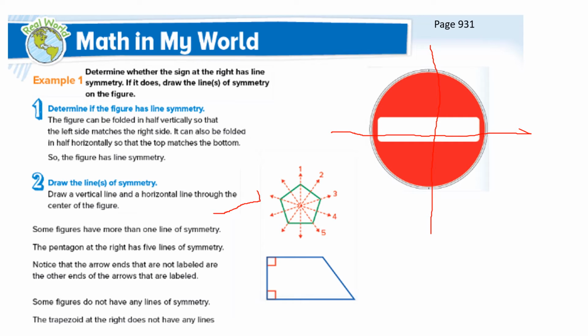Look at this one. Look at all the lines of symmetry it has. The pentagon at the right has 5 lines of symmetry. Notice that the arrow ends that are not labeled are the other ends of the arrows that are labeled. So what that means is it just goes across the whole thing. That's the same line. And then there are some figures that don't have any lines of symmetry, just like this one here, the trapezoid.